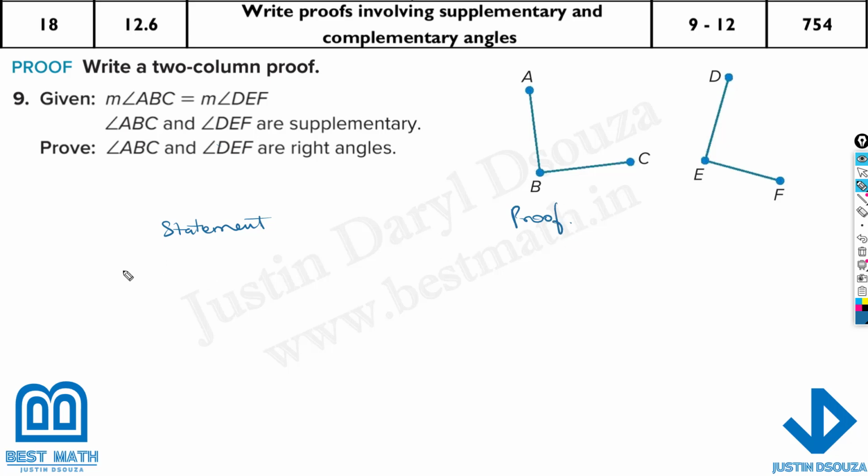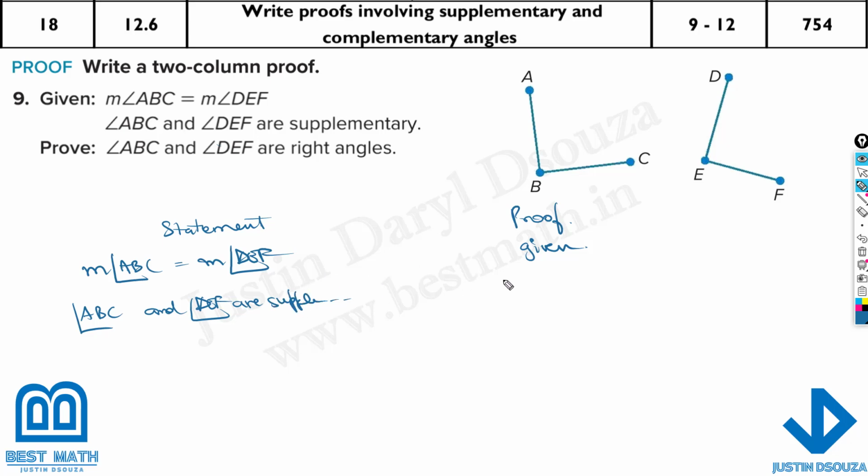Proof. So first thing we do is write whatever is given. Measure of ABC is equal to measure of DEF. That is what is given. I'll just write given. And they have told us they both are supplementary. Angle ABC and DEF are supplementary. You can write the full form, supplementary. I'm just going to write like that. And that is also given.